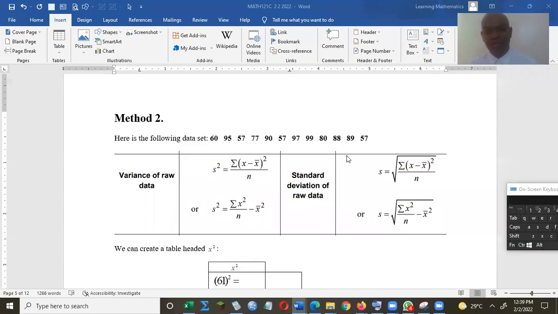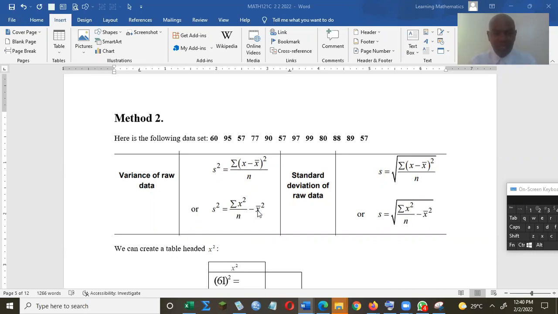Now we are going to demonstrate how to calculate the variance and standard deviation for a raw set of numbers by using the second formula. Let's call it method number 2. Bear in mind, variance and standard deviation give you an idea as to how different the numbers are, how spread out they are, the differences amongst them.